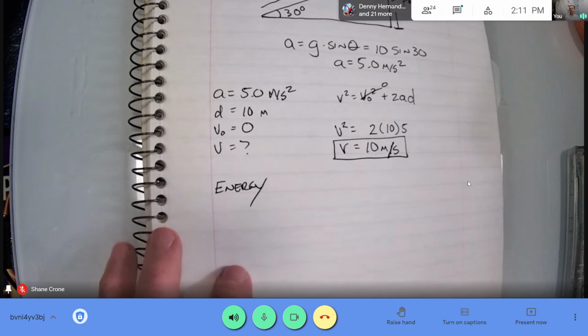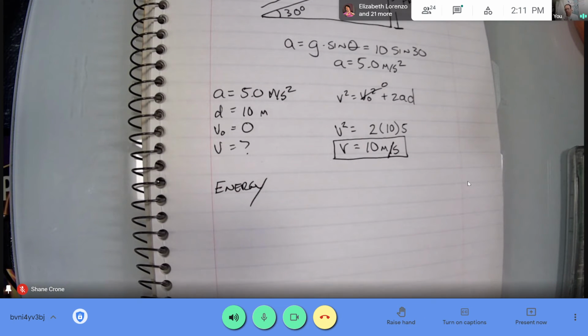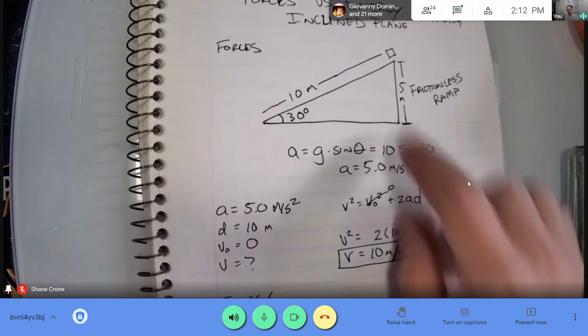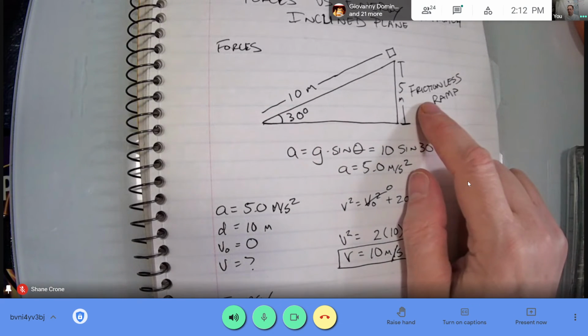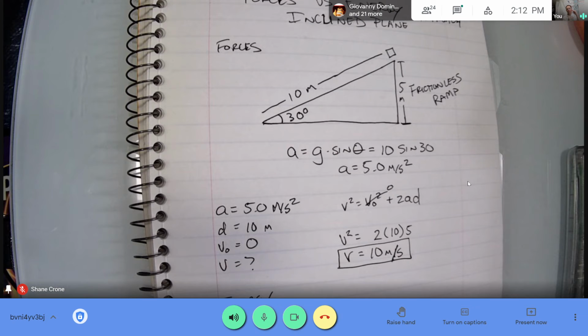All right, well, energy would say, and this is the reason why we're going over this problem, energy would say it doesn't matter how you get to the bottom. It's irrelevant. All that matters is what was your height, which in this case is not 10. The height is 5, right? So the height is 5, and then all we need to know is the value of gravity. And with that piece of information, we can do it because we know that the potential energy at the top is going to turn into kinetic energy at the bottom, right?